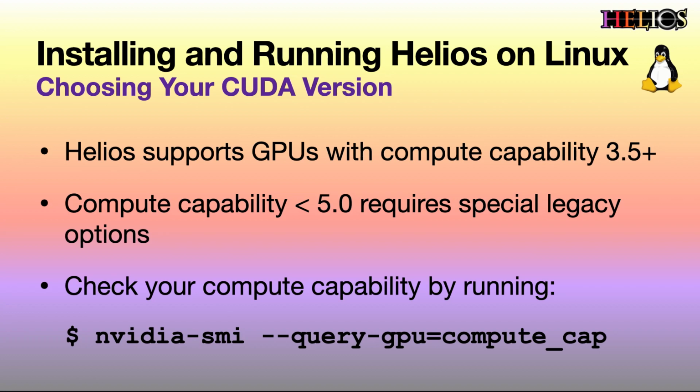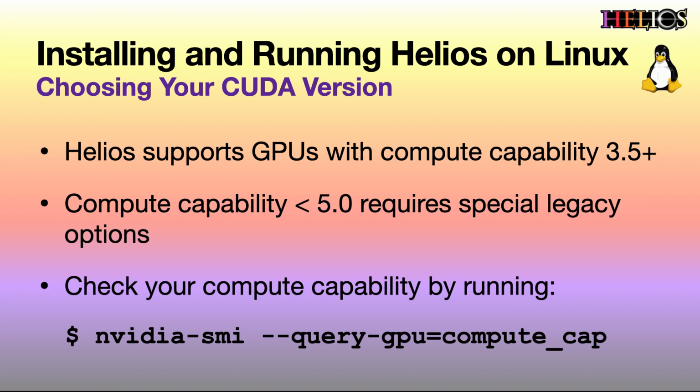As NVIDIA has continually upgraded their hardware, they assign a numerical value called the compute capability that designates the actual computing generation of your GPU's hardware, and this increases with time. Helios supports GPUs with compute capability of 3.5 or greater. However, if your compute capability is 3.5 or less than 5, then you need to enable some special legacy options when you build Helios, and then you also are going to want to install CUDA version 10.